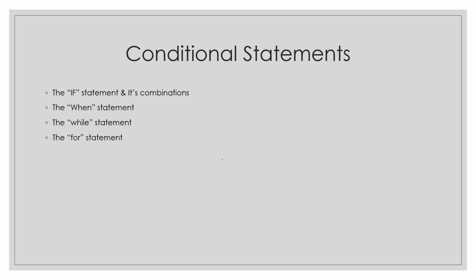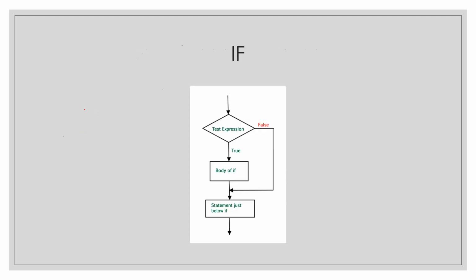The conditional statements are statements which are used to alter the order of execution of a program. So there are four basic conditional statements in Kotlin. They are the if statement, the when statement, the while statement, and the for statement. So the first one would be the if statement.